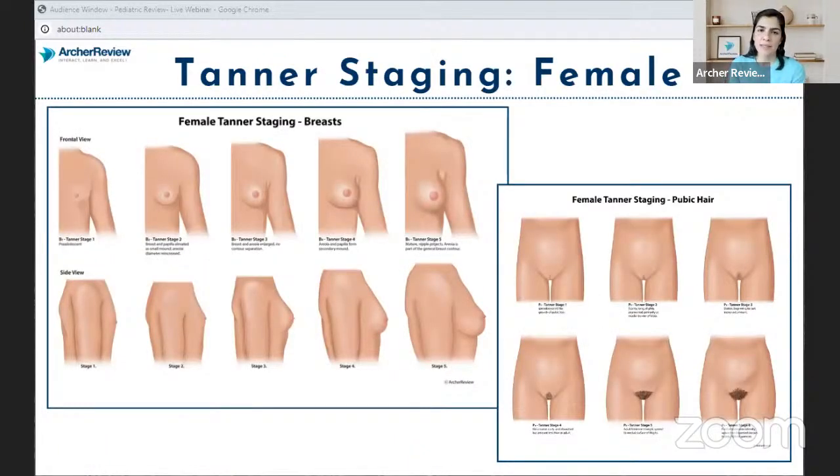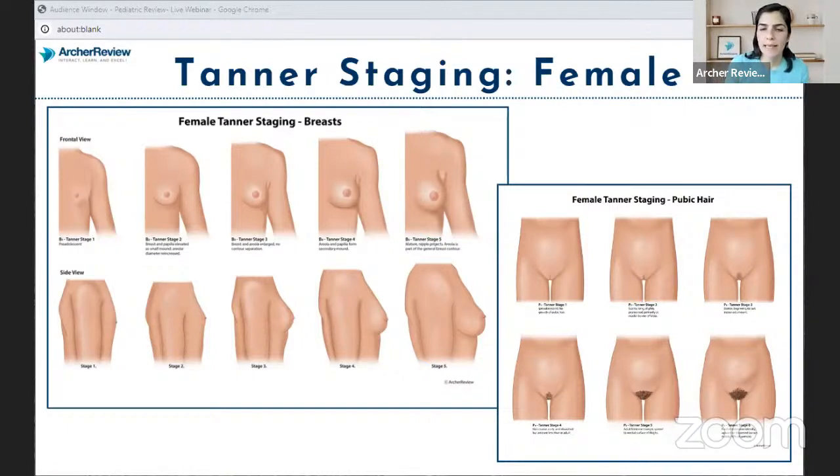Tanner staging is what we use in the clinic to help identify where they are along that timeline in puberty. So for females, we look at breast budding, we look at the genital area for hair growth. It's normal for patients to be between Tanner stages. So on the exam, you might see a question like, patient comes in, right breast is at a Tanner stage 2, left breast is at a Tanner stage 3. What should you tell this patient?